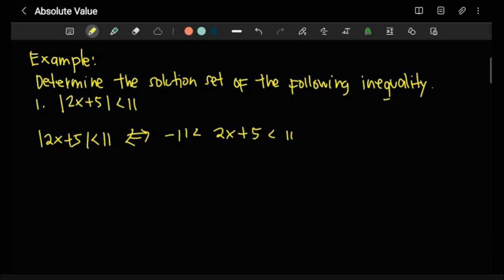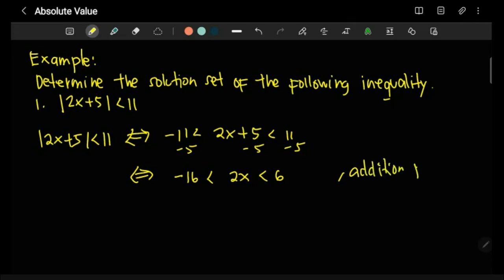So, by addition property, we can add negative 5 both sides. So, plus negative 5, plus negative 5, plus negative 5. So, we have, so again, that's addition property of inequality yung gagamitin. So, negative 16 is less than 2x is less than 11 minus 5, 6. So, gumamit tayo ng addition property of inequality. Dito, ang ginamit natin, yung theorem. Property of absolute value.